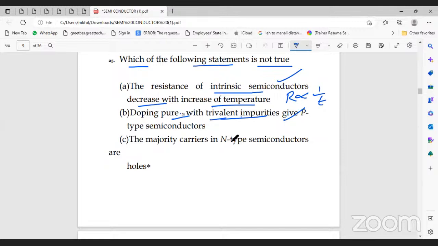The majority charge carriers in N-type semiconductors are holes? No, this is a wrong statement, right? Because for the N-type semiconductor, the majority charge carriers will be free electrons, but they are telling holes. So not possible. So this is the wrong statement.